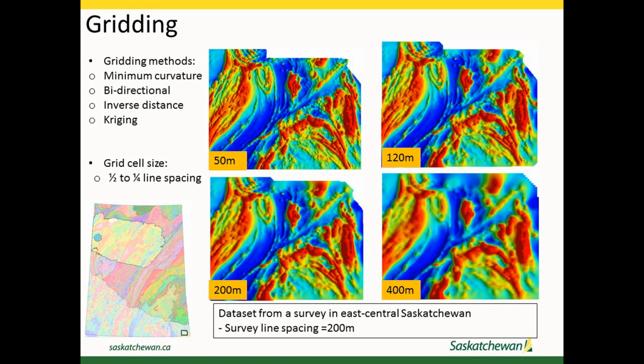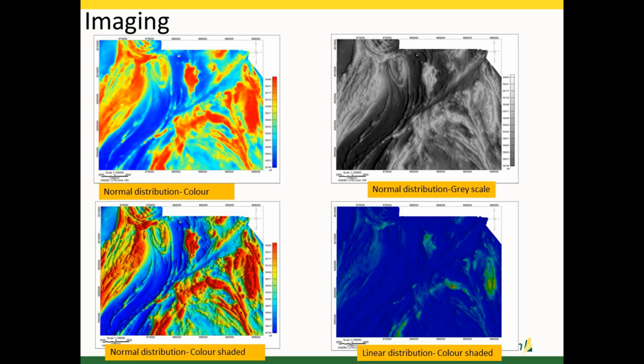The data were gridded with different grid cell sizes. As you can see, by increasing the grid cell size, we're losing the details in the grid, and by 400 meter grid cell size, we get a smooth grid. The grid cell size is recommended to be half to a quarter of the line spacing. We have 200 meter line spacing, so the ideal is 50 meter, which is a quarter of the line spacing.